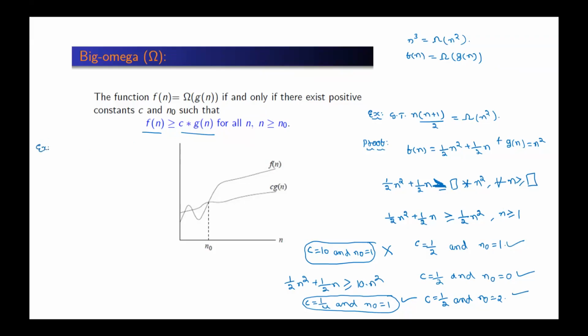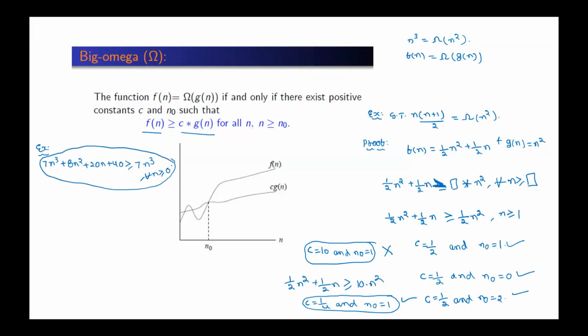If all terms are positive, for example, 7n cube plus 8n square plus 20n plus 40, can we say that it is greater than or equal to 7 into n cube for any value of n greater than or equal to 0? Is this true?